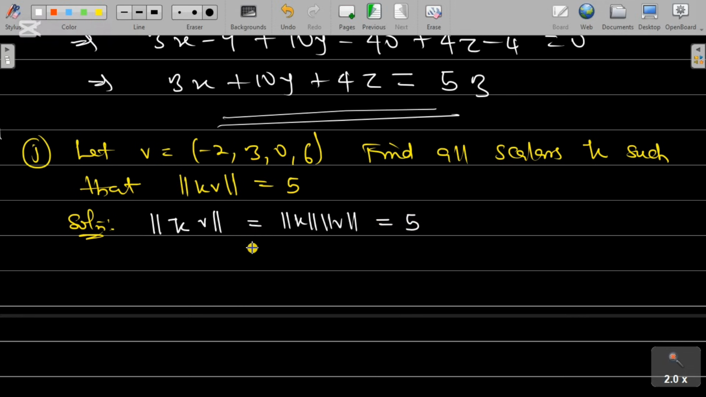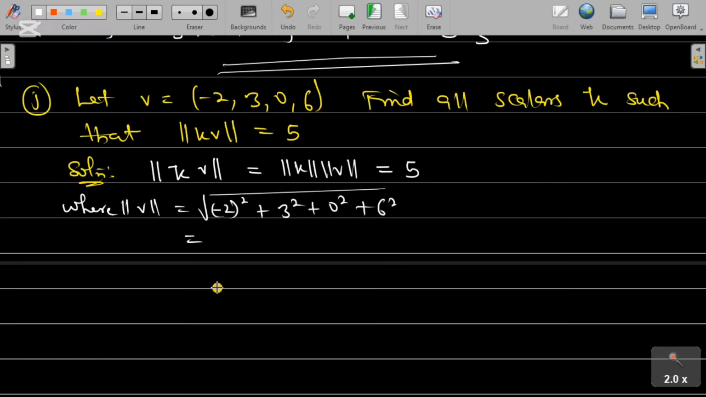Now, you have the magnitude of k times the magnitude of v, where the magnitude of v is equal to what? Let's do it down this way. The magnitude of v is equal to the square root of minus 2 squared plus 3 squared plus 0 squared plus 6 squared. That's going to give us the square root of 4 plus 9 plus 36. So that's giving us 49, and the square root of 49 is 7. So we have 7 there.